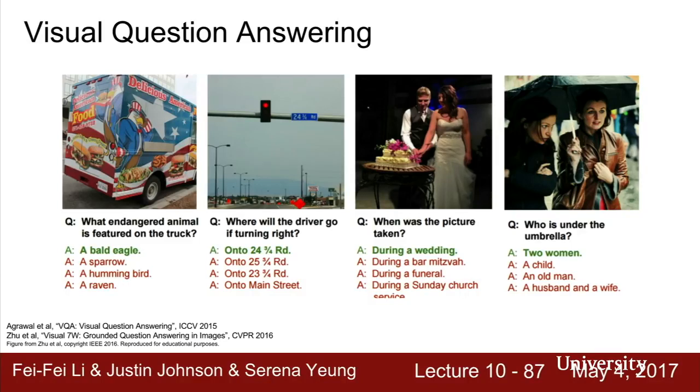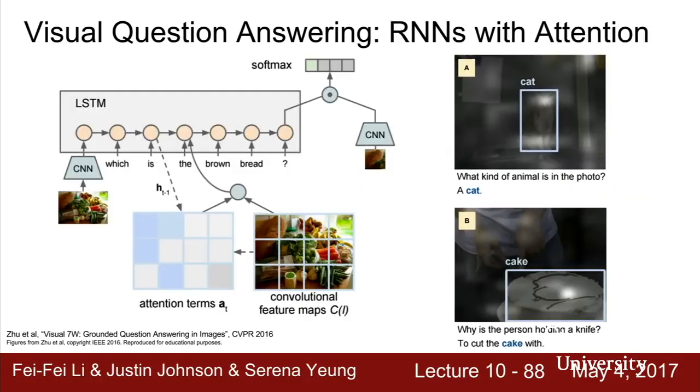And now the model needs to select from one of these 4 natural language answers, which of these answers correctly answers that question in the context of the image. So you can imagine kind of stitching this model together using CNNs and RNNs in a natural way.